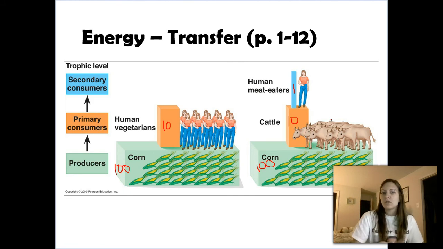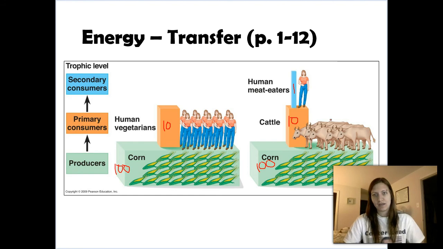So this is a really good rule of thumb to know, that as vegetarians, we can support more humans on Earth. Now, I'm not arguing for us all to become vegetarians, but just thinking about typical energy transfer, that's kind of the rule of thumb.